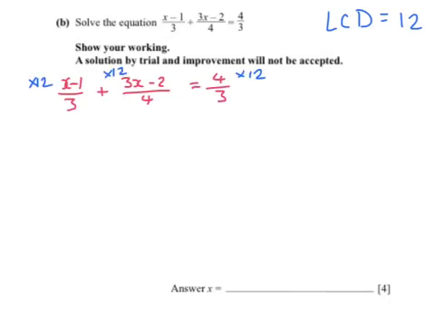And then back to the first fraction, if we're multiplying by 12, but also in essence dividing by 3, that's the same as multiplying by 4. And the second fraction, multiplying by 12 and dividing by 4, is equivalent to multiplying by 3. And 4/3 times 12 gives us 16. Then the next step is to multiply out the brackets.